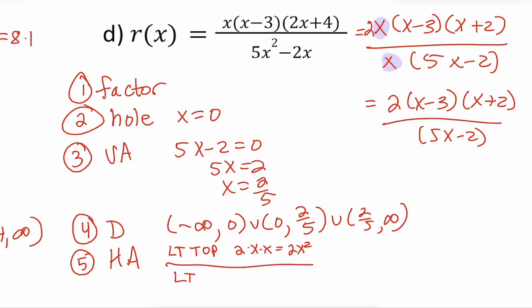The lead term of my bottom has a 5x. If the powers match, we use their coefficient. Those don't match. If the bottom is more, the ends head to 0. That isn't what happened. The top actually wins. In this case, there's an extra x in the top, so there is none. The ends head to either plus or minus infinity.